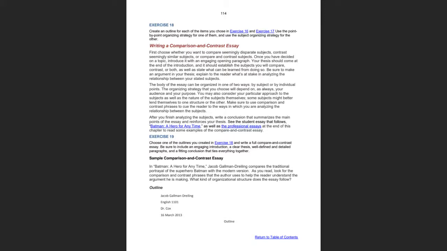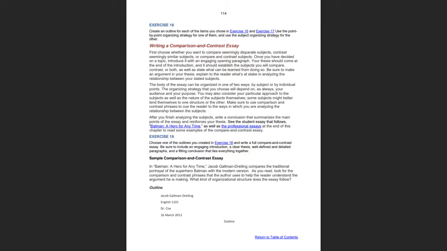The body of the essay can be organized in one of two ways, by subject or by individual points. The organizing strategy that you will choose will depend on, as always, your audience and your purpose. You may also consider your particular approach to the subject as well as the nature of the subjects themselves. Some subjects might better lend themselves to one structure or the other. Make sure to use comparison and contrast phrases to cue the reader in the ways in which you are analyzing the relationship between the subjects.